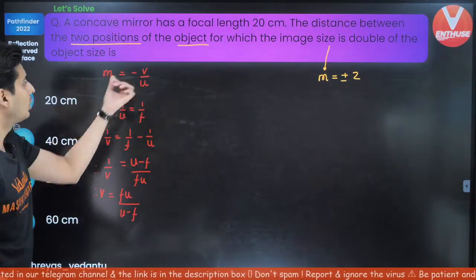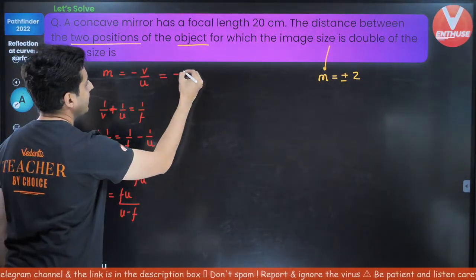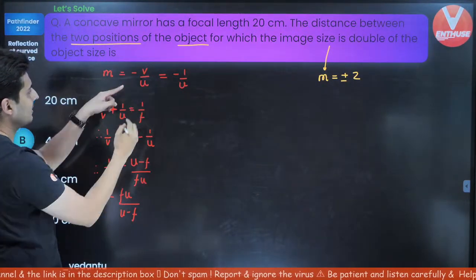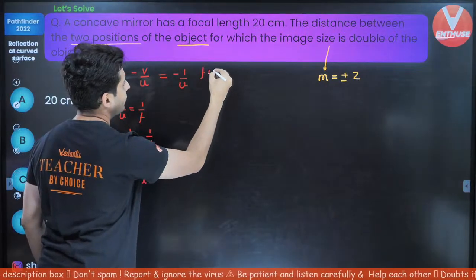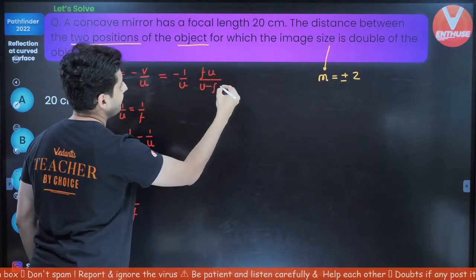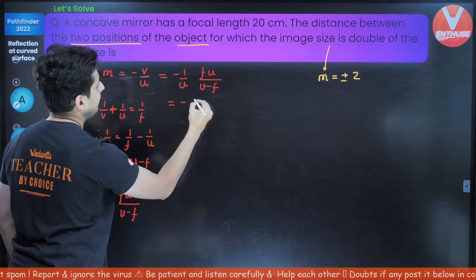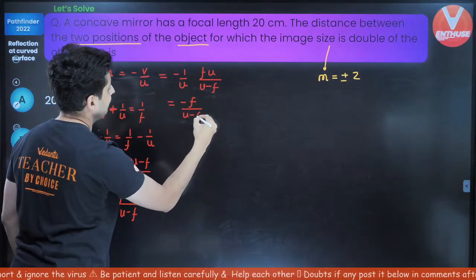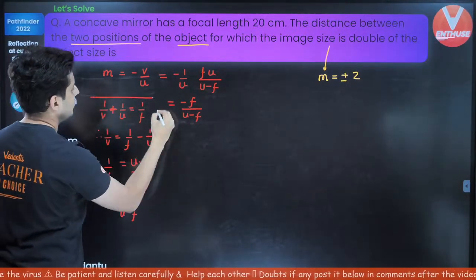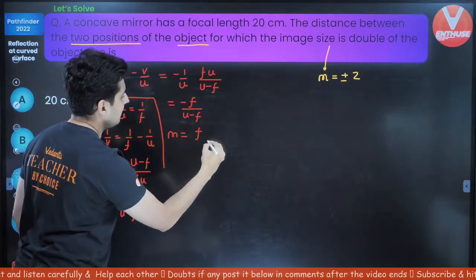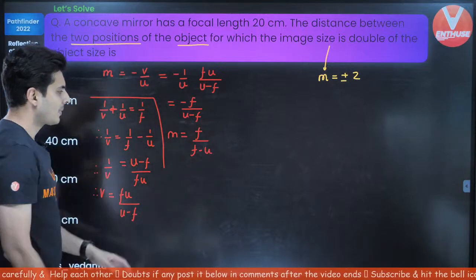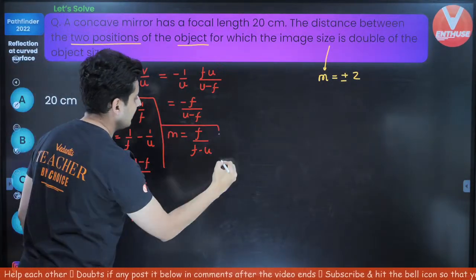Take this value and put it over here. Let's see what we get. -1/u is as it is. Instead of v, put fu/(u - f). u will get cancelled and I'll have -f/(u - f). So the magnification will become, taking the minus sign inside, f/(f - u). That's it. I have got this relationship.